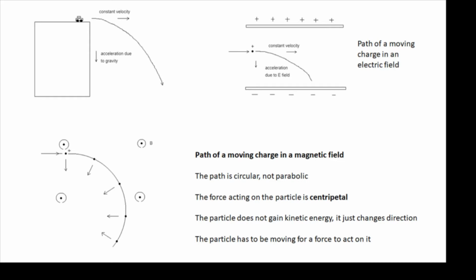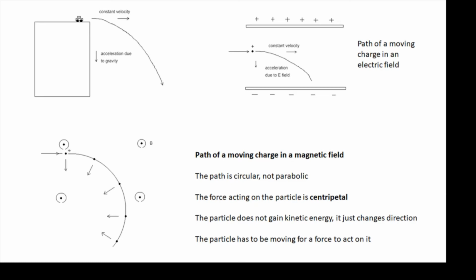The path of a moving charge in a magnetic field is different. It's not parabolic, it's circular. And why is it circular? Because the direction of the force is constantly changing. The direction of the force acting on the particle in a magnetic field will be centripetal, because it will always be at right angles to its velocity.